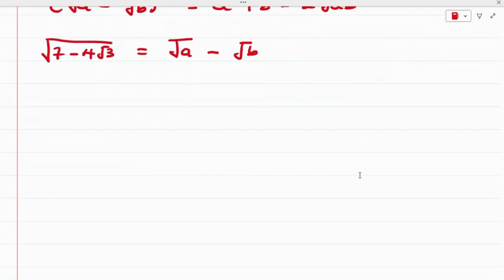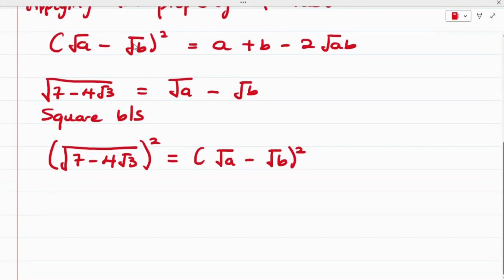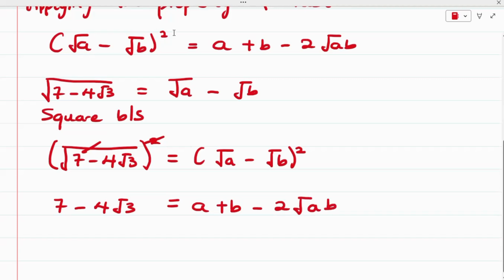Okay, so if we have this right here, all we have to do is to simply square both sides. So we have the square root of 7 minus 4 root 3 all squared is equal to the square root of a minus the square root of b all squared. Here we already know what the square root of a minus the square root of b all squared is. So this is going to cancel out this. We have 7 minus 4 root 3 is equal to a plus b minus 2 times the square root of ab.